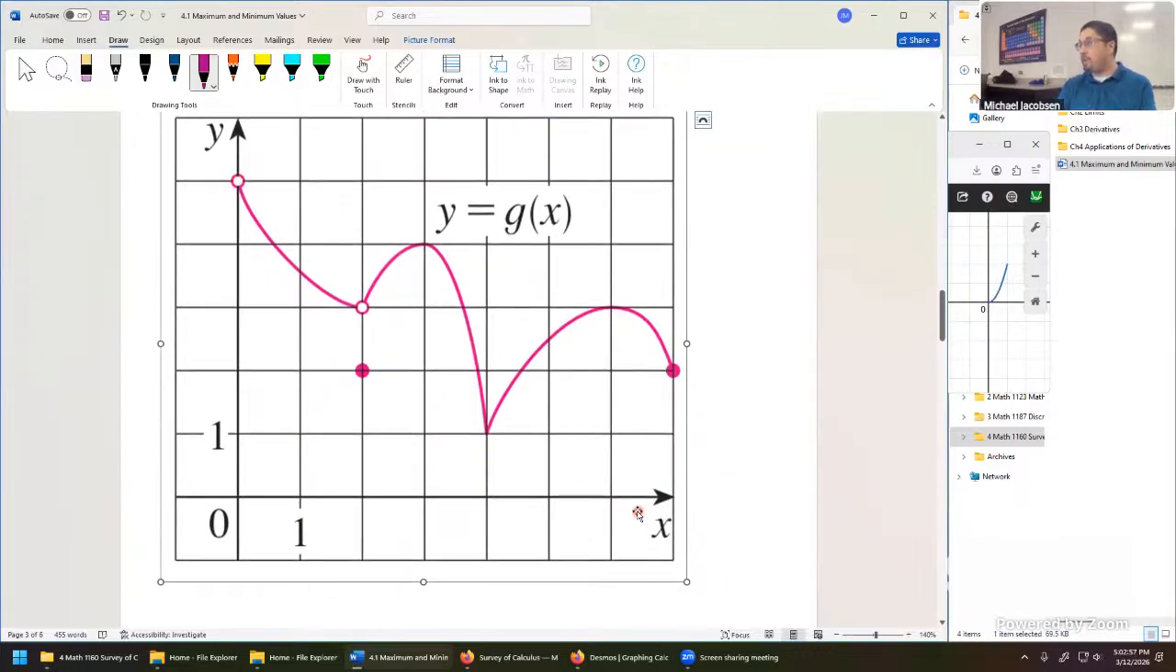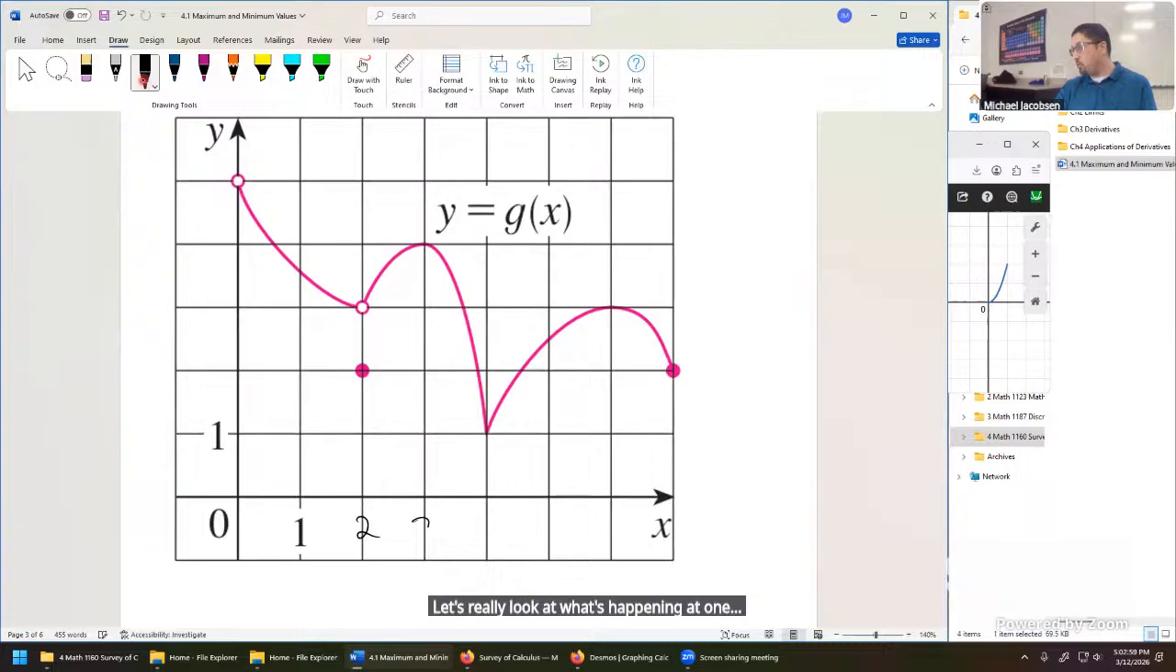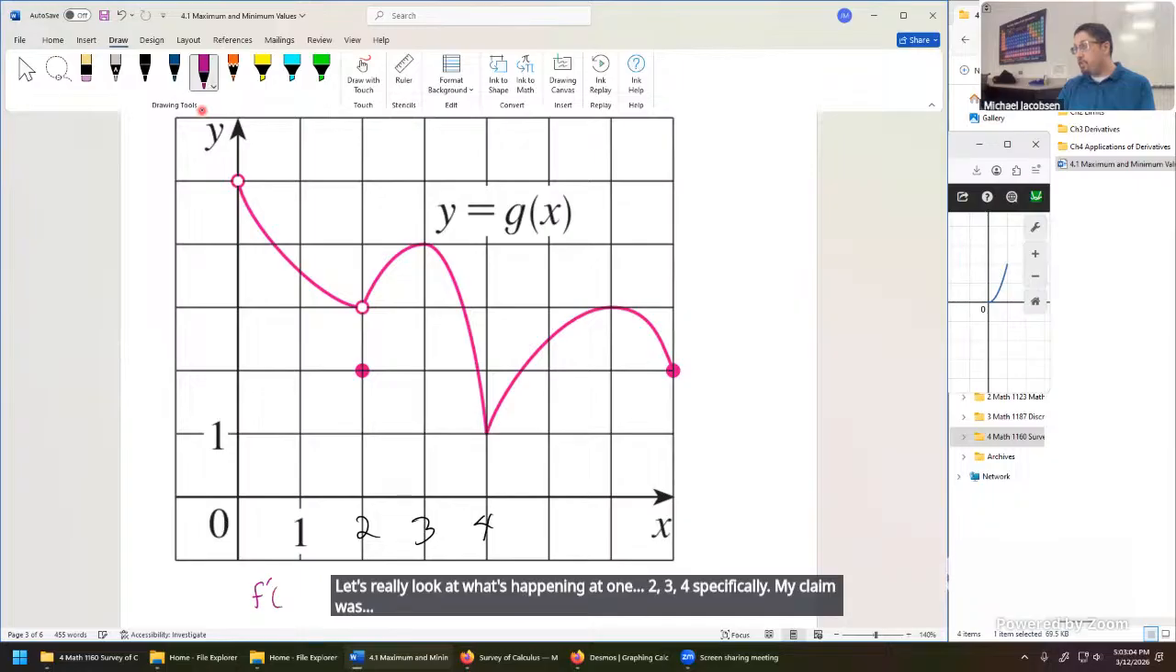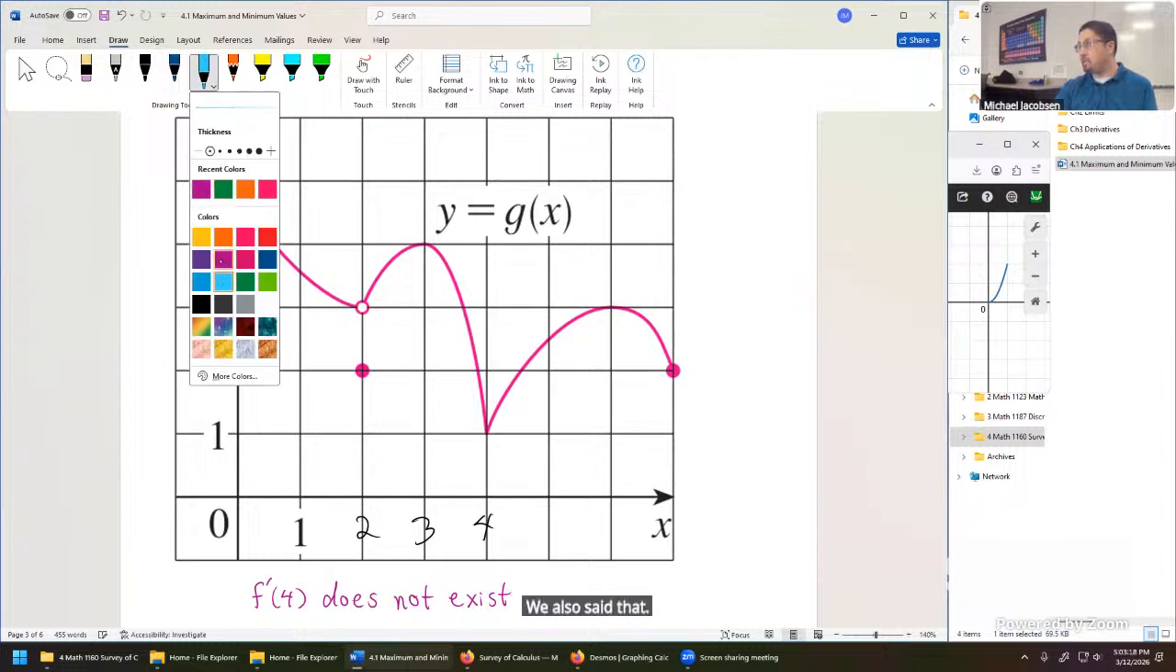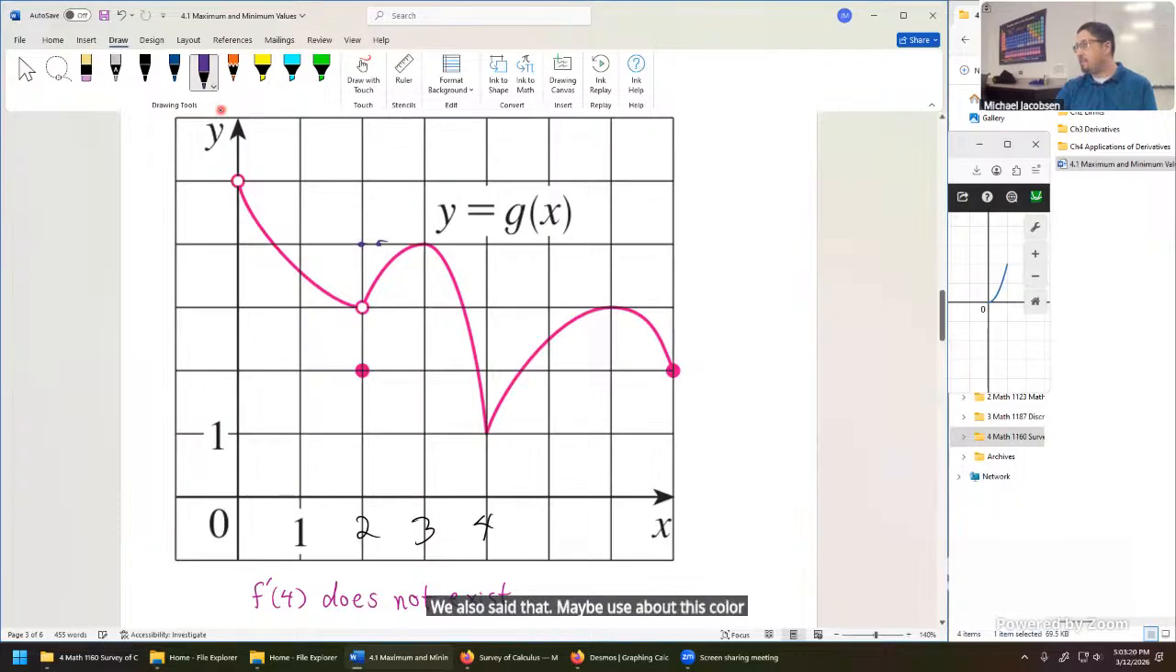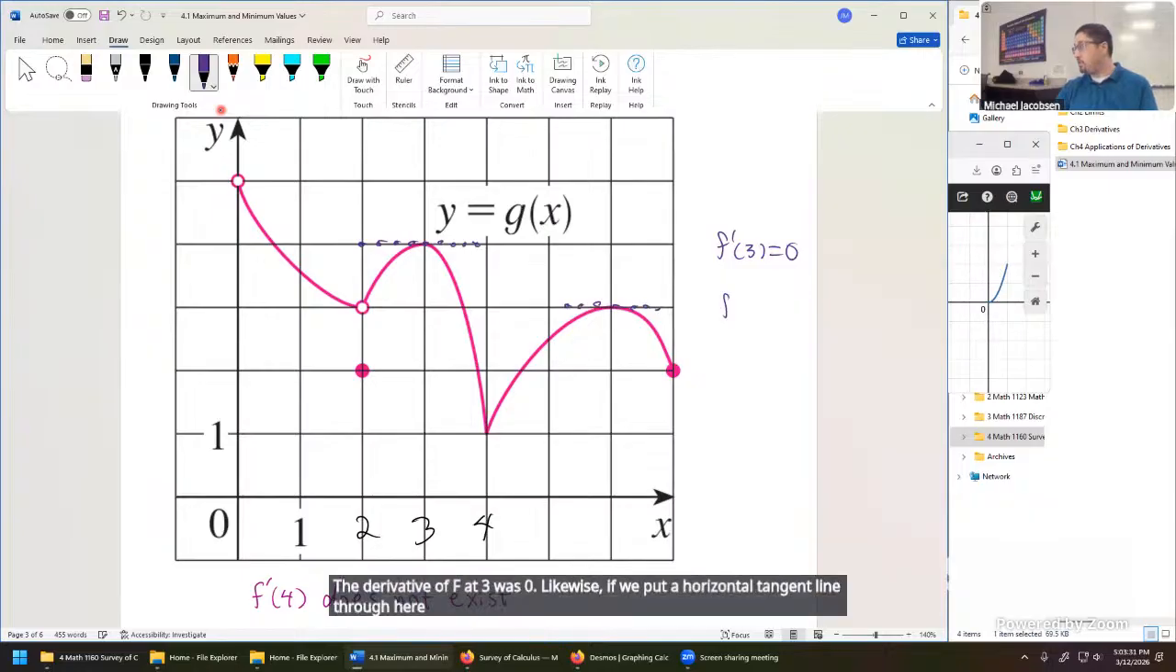Let's really look at what's happening at 1, 2, 3, 4 specifically. My claim was the derivative of f at 4, let's just say in ordinary English, does not exist. We also said that the derivative of f at 3 was 0. Likewise, if we put a horizontal tangent line through here, it has slope 0. F prime at 6 was 0.